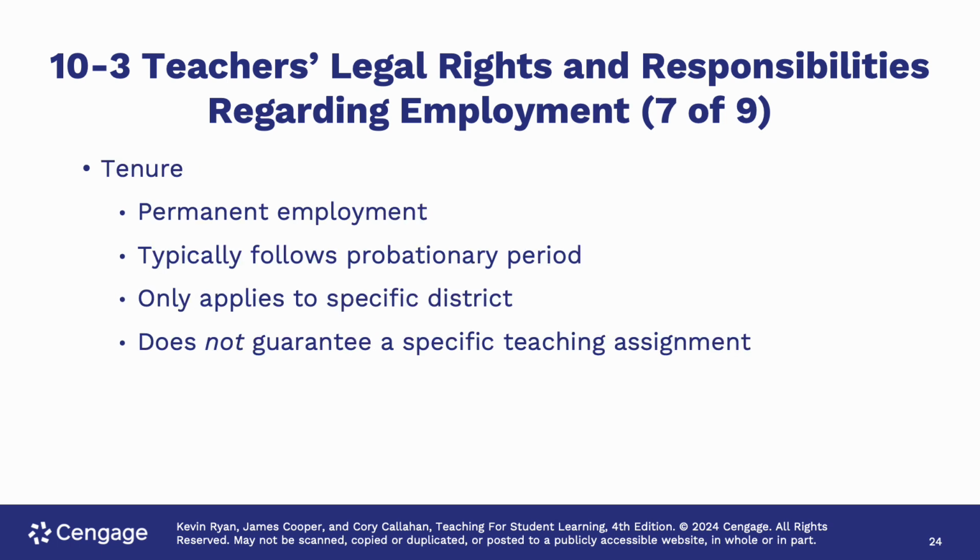Tenure. Tenure is an evolving subject, but typically it means permanent employment, that we're going to hire you every year. It typically follows a probationary period, only applies to a specific district, and does not guarantee a specific teaching assignment. It could be that we're going to have you teach again next year, but you're not going to teach English, history of English literature. You're going to teach American literature.